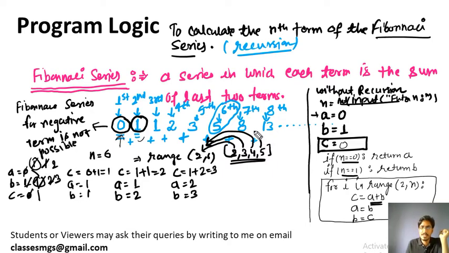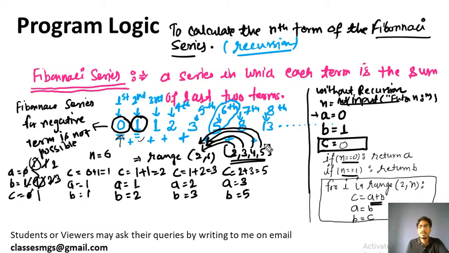Now again this loop will continue one more time. So c equals a plus b. a and b are 2 and 3. So 2 plus 3 will be added and the value will become 5. a becomes b. b value is 3. So a will become 3. b value will become c. c value is 5.